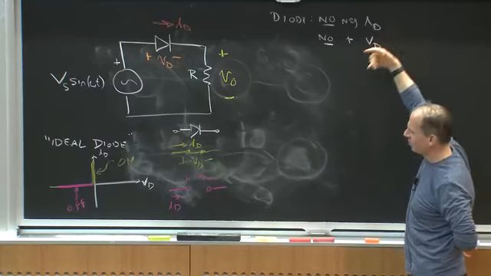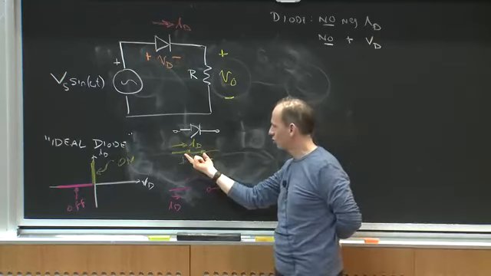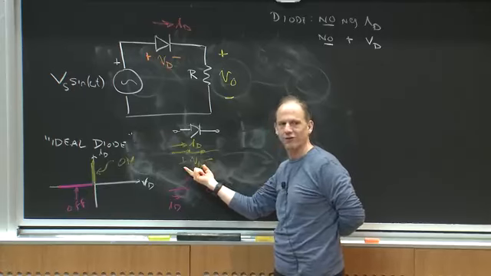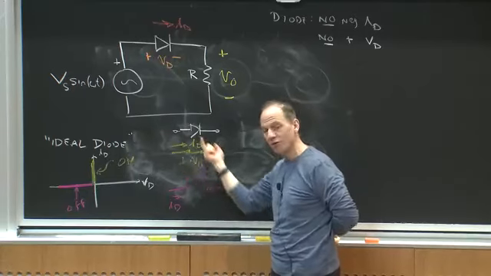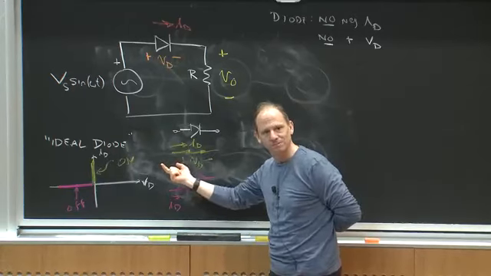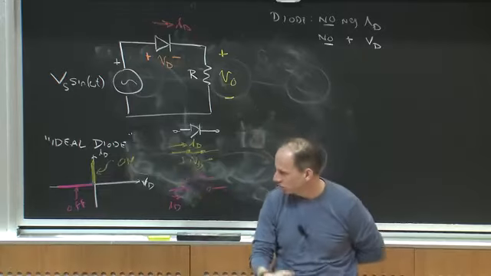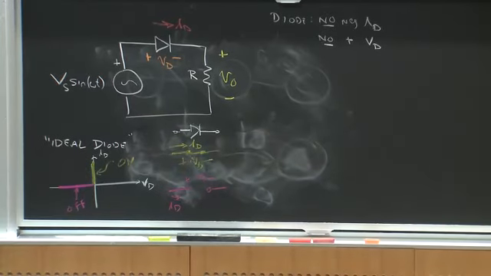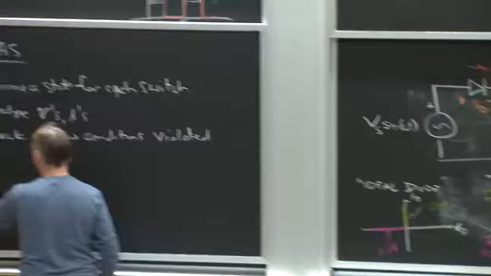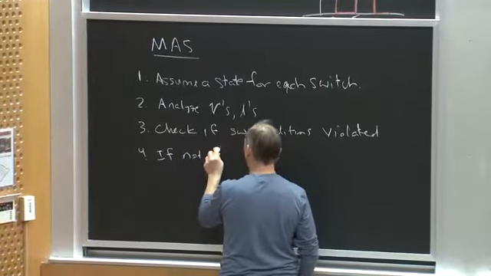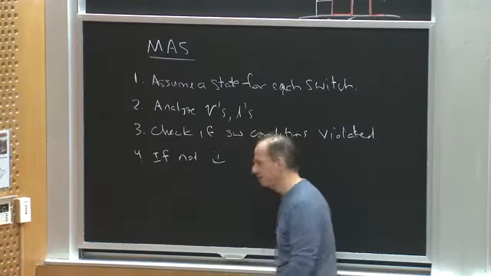And the reason I have to do it that way is because if I've assumed it's a short, then I can't check its voltage because I've already assumed its voltage is 0. I've got to check the other terminal condition. Okay? So, all right, four, if not, right, we're happy, keep going in time.